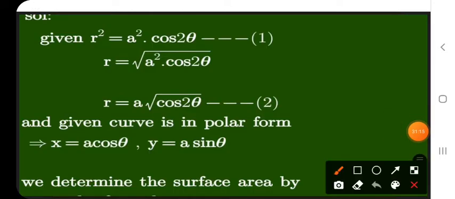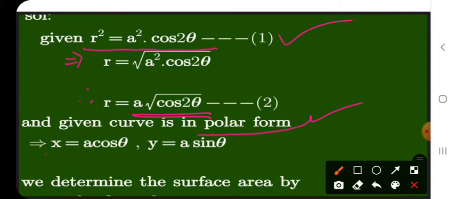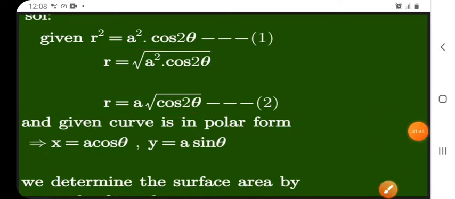See here, given equation r square equals a square into cos 2 theta. Let this be equation number 1. That implies r equals root of a square cos 2 theta. Therefore, r equals a into root cos 2 theta. And the given equation is in polar form. Therefore, x value is a cos theta, y equals a sin theta. Here we don't need the x value. We want only the y value. We determine the surface area by this formula.